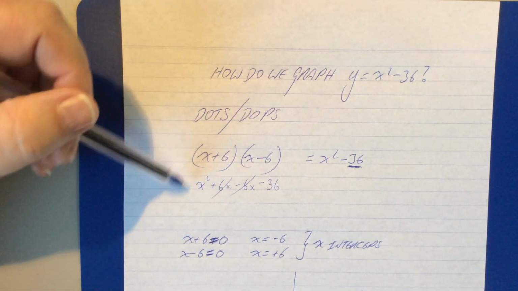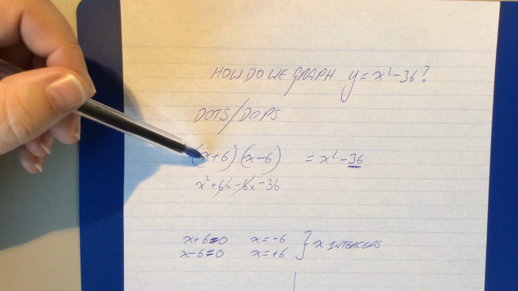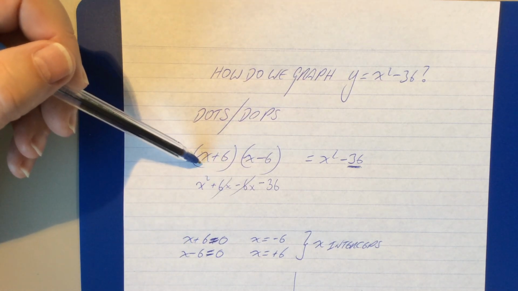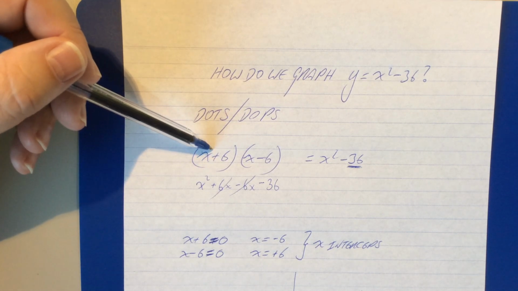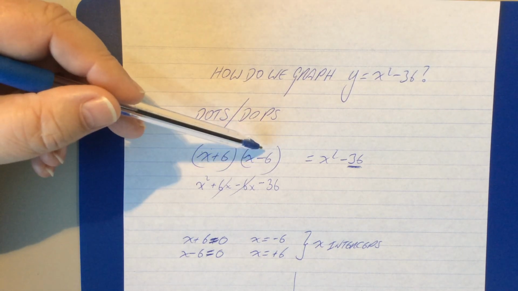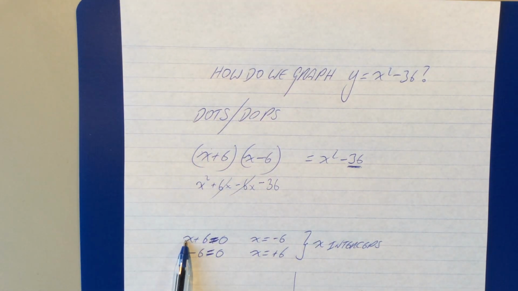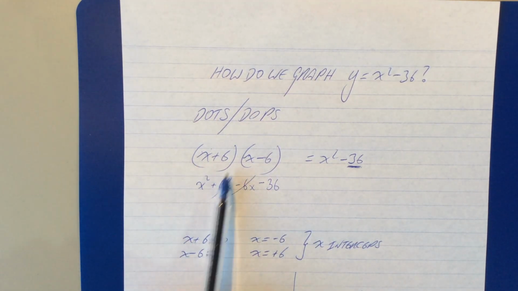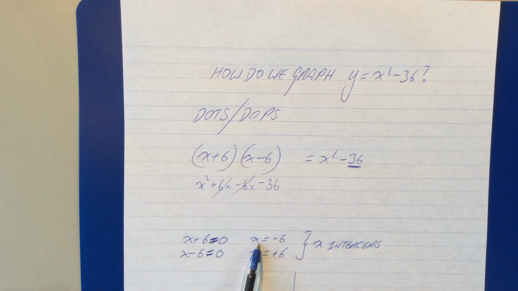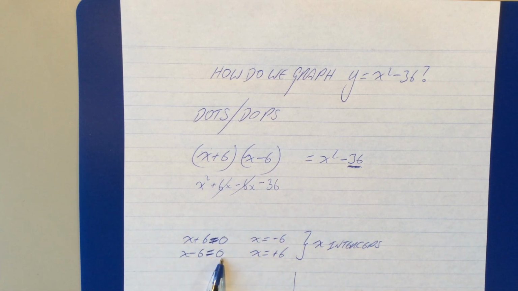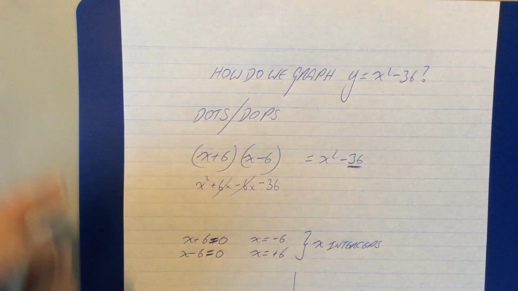And using the null factor law, we can find that our two x-intercepts are, for this one, negative 6, and for this one, positive 6. How do we do that? Well, we say x plus 6 is equal to 0, therefore x is negative 6. x minus 6 is equal to 0, therefore x is equal to positive 6. And these are the x-intercepts. So what does the graph look like?